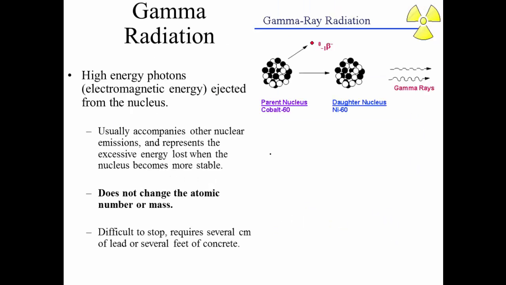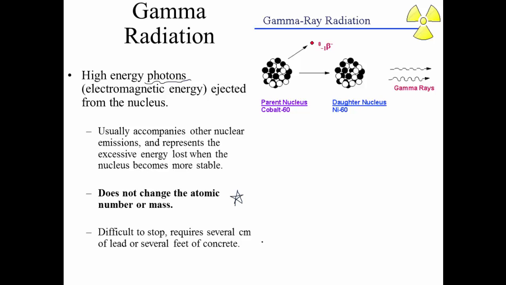The final very common type of radiation that we see is gamma radiation. And again, this is not a particle. This is simply high energy photons. So remember, photons are little packets of energy that are ejected from the nucleus. This usually goes along with and accompanies other nuclear emissions, and it represents the extra energy that's lost when the nucleus becomes stable. It doesn't change any of the particles in the atom, so the atomic number or mass doesn't change. It's not affected by this.